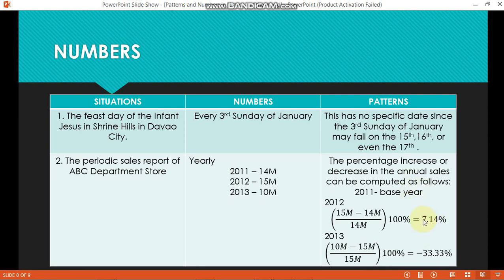But what about 2013? For 2013, you have 10 million minus 15 million divided by 15 million times 100%. And that is equal to negative 33.33%. That means the sales of the ABC store decreased by 33.33%.